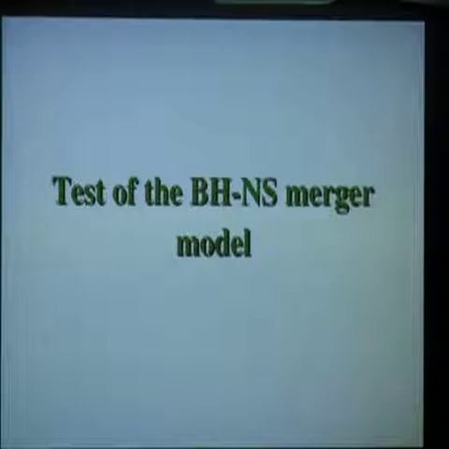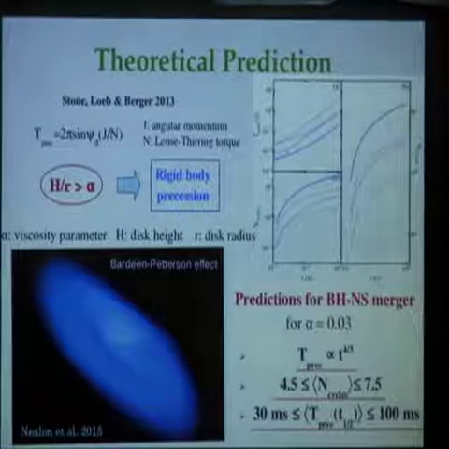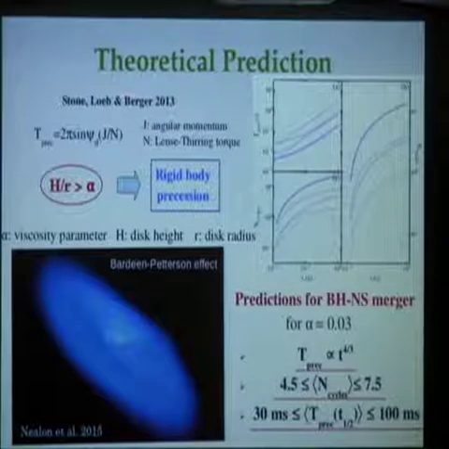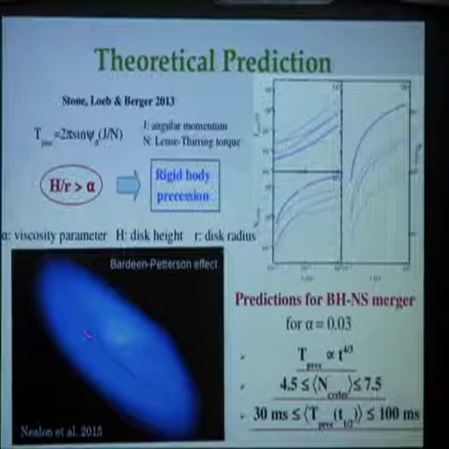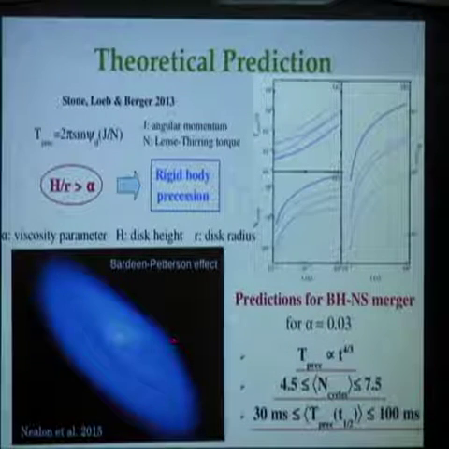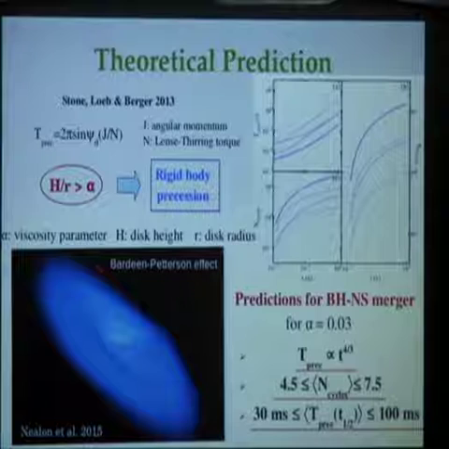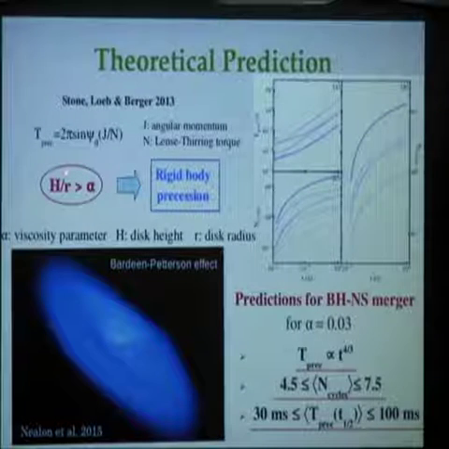Then, for looking at the electromagnetic signal, we try to find some hint of the possible progenitor. We test the model proposed for a black hole neutron star merger. There was a paper by Stone et al. 2013, which proposed a sort of periodicity for short gamma ray bursts from a merger between a black hole and neutron star.